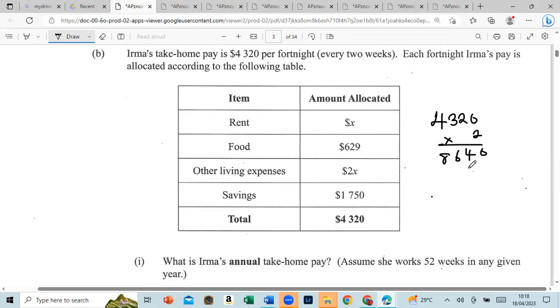And then now, probably this is not the best way. Since, as I said, assume it's 52 weeks, let us just divide this and get 26. Let us do it the other way, guys. Since, as I say, assume that.